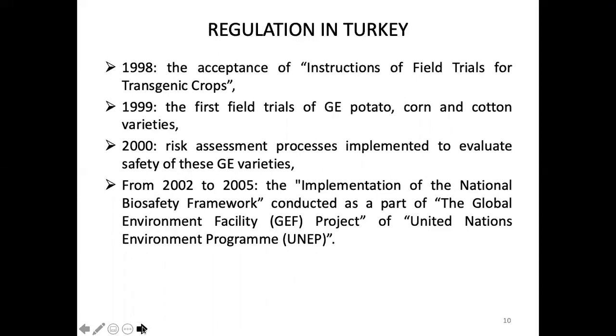What is the regulation process in Turkey? Actually, it started in 1998, first with the acceptance of instructions for field trials for transgenic crops. After one year, the first field trials of potato, corn, and cotton varieties took place in Turkey. And after one year from this, a risk assessment process was implemented to evaluate the safety of these GM varieties. And from 2002 to 2005, the National Biosafety Framework project was conducted as a part of the Global Environment Facility, GEF of UNEP, and this is an important issue for Turkey.